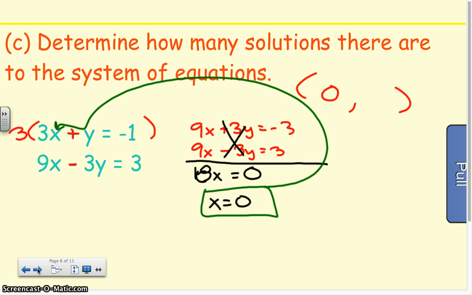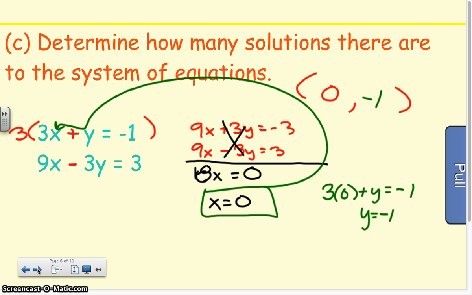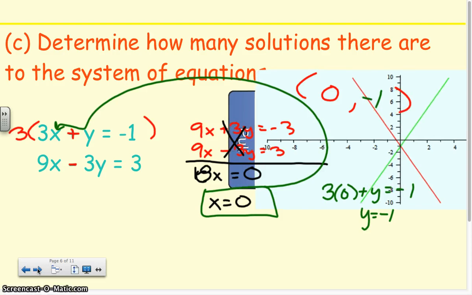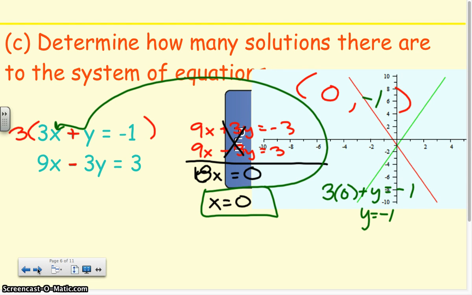And that turns into 3 times 0 plus y is equal to negative 1. Y is equal to negative 1. So my point of intersection is 0, negative 1. This is a one solution system. And there you can see I got 0, negative 1 as my solution to this system.